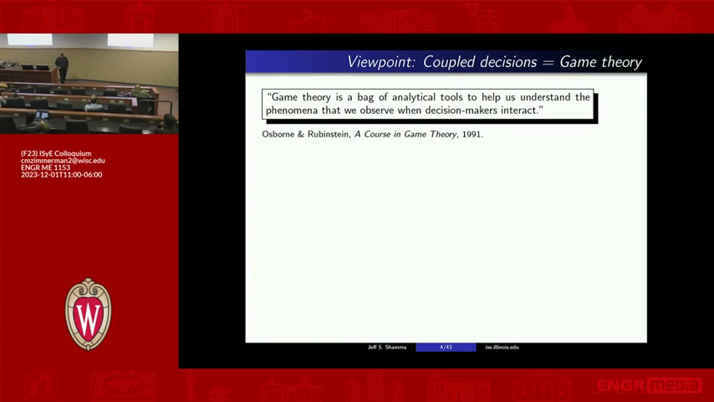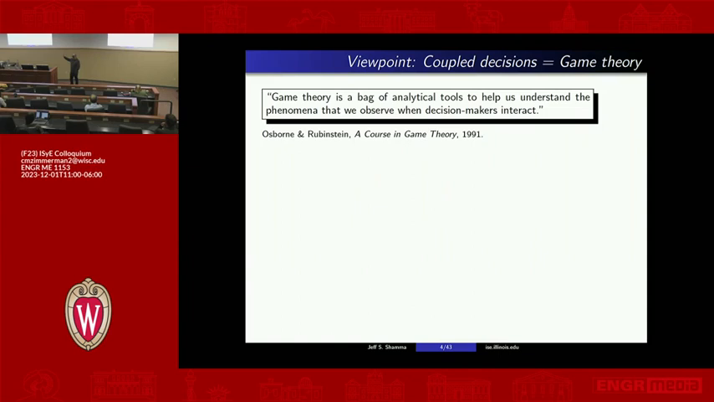Okay, that's what game theory is about. And here's a line of a monograph on game theory: a bag of analytical tools to help us understand the phenomena that we observe when decision makers interact. So you see that what we've been describing of distributed decision architectures is indeed a game. It falls squarely in the lap of game theory.